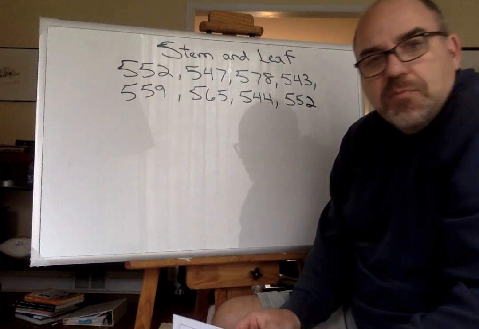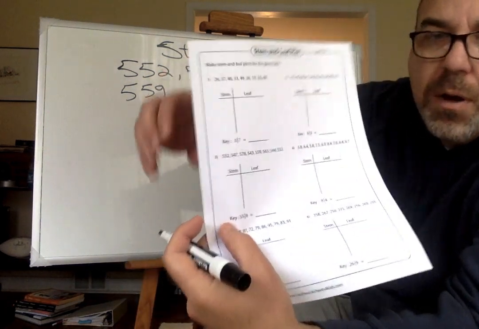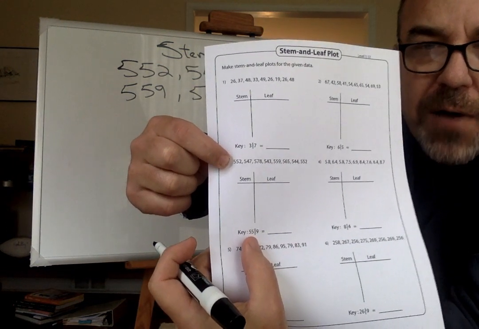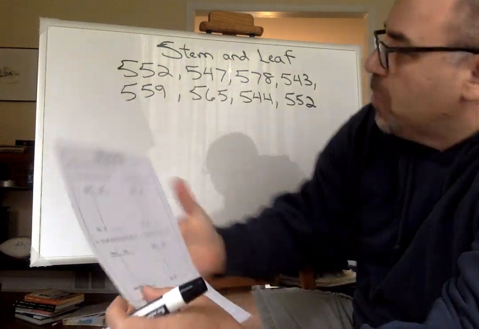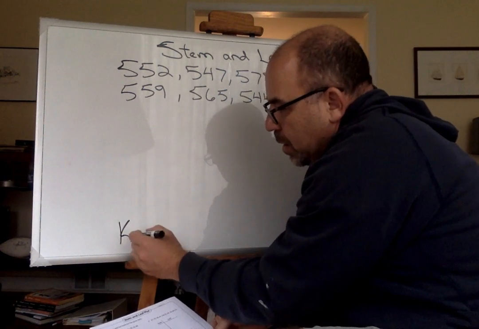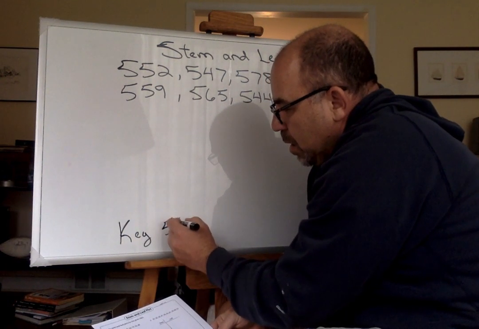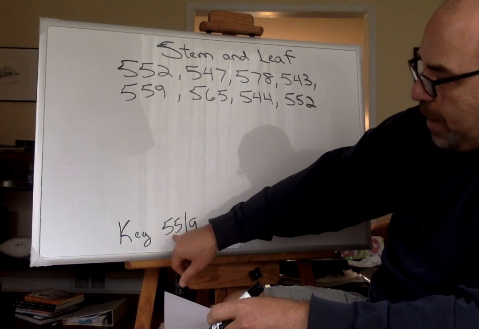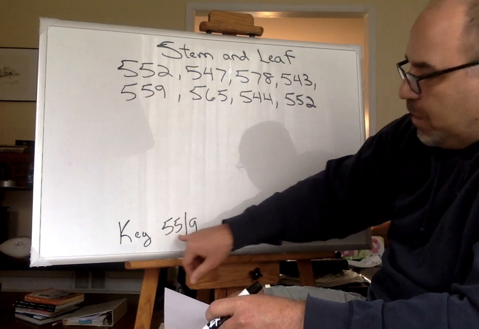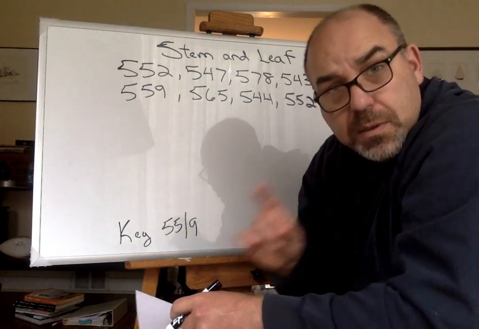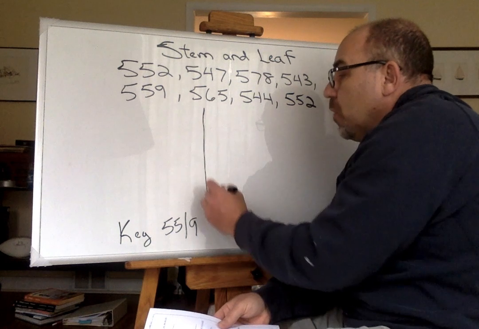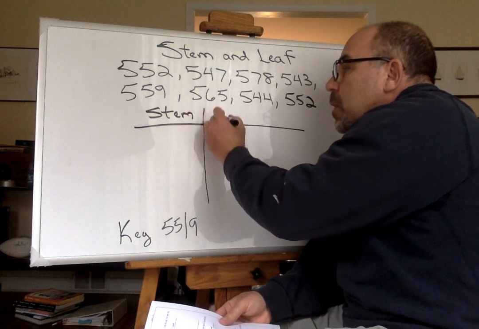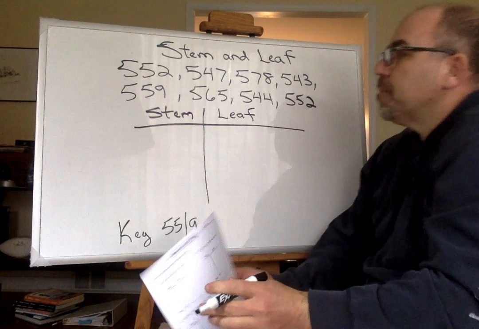So I want to draw a stem and leaf plot. Again, take a look down at the bottom. I'm on number 3 of the worksheet. The key has 55 on the left and 9 on the right. So there's my key. In my stem and leaf plot, on the left side I'm going to have 2 digits. On the right side, I always just have 1 digit. So I'm going to draw myself a stem and leaf.